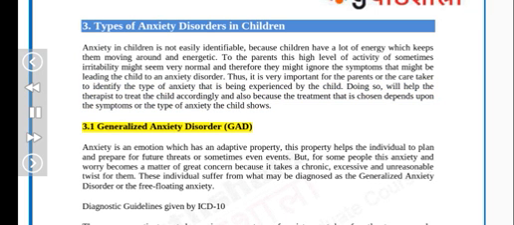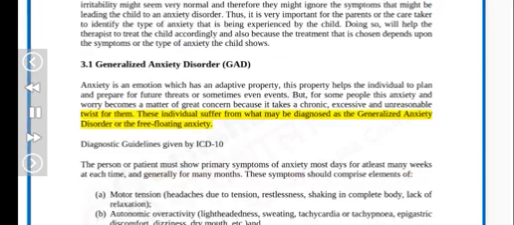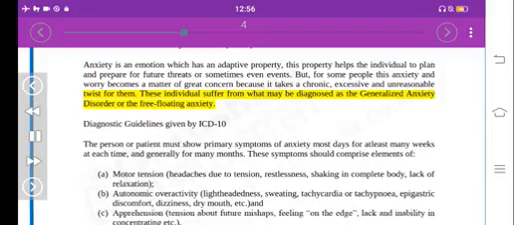3.1 Generalized anxiety disorder, GAD. Anxiety is an emotion which has an adaptive property. This property helps the individual to plan and prepare for future threats or sometimes even events. But, for some people, this anxiety and worry becomes a matter of great concern because it takes a chronic, excessive and unreasonable twist for them. These individuals suffer from what may be diagnosed as the generalized anxiety disorder or the free-floating anxiety.